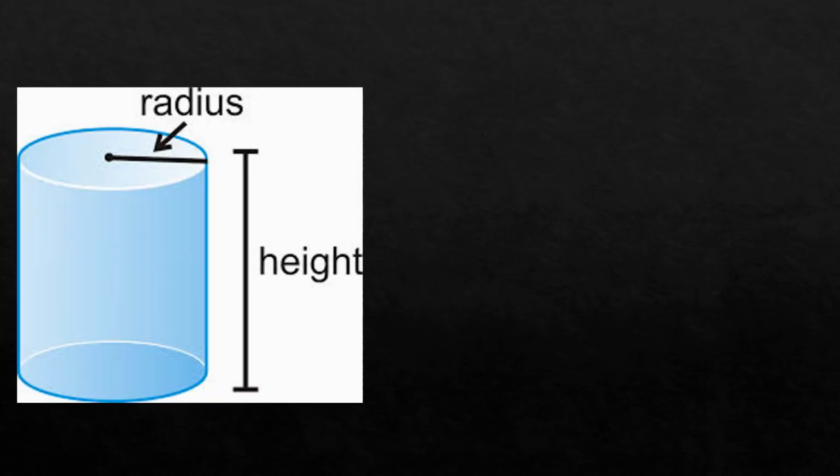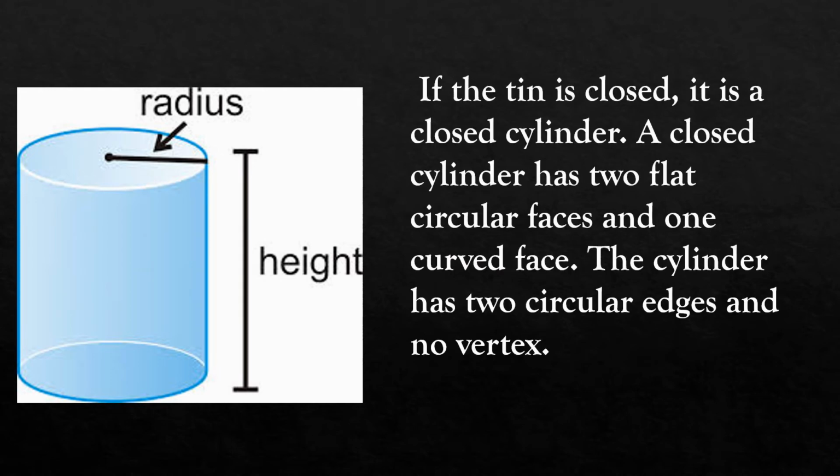Here you can see the picture of a cylinder. If the tin is closed, it is a closed cylinder. A closed cylinder has two flat circular faces and one curved face. So the cylinder has two circular edges and no vertex. Cylinder doesn't have any vertex.